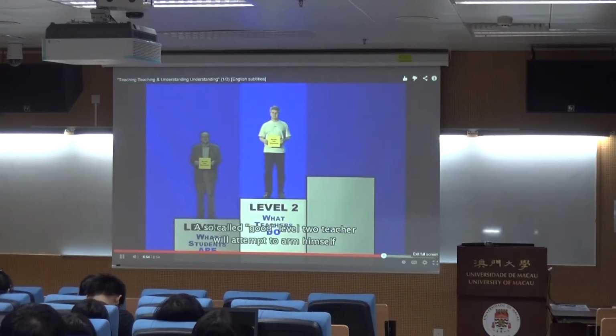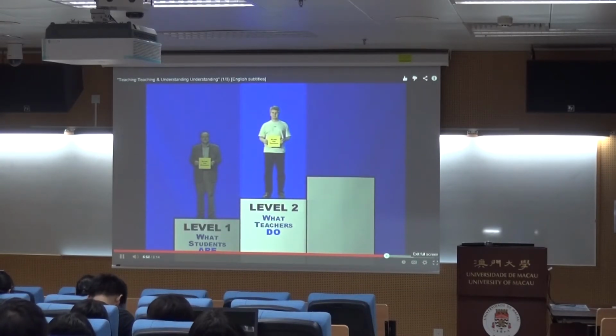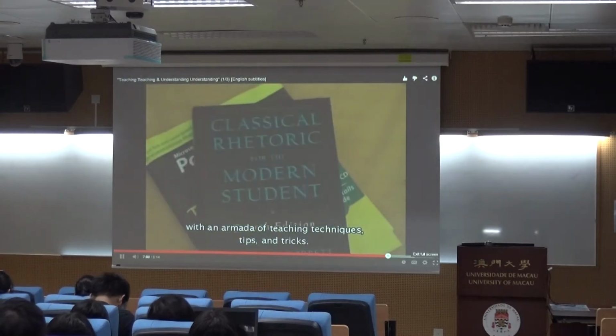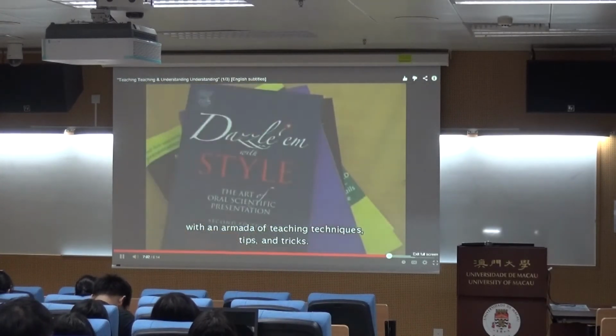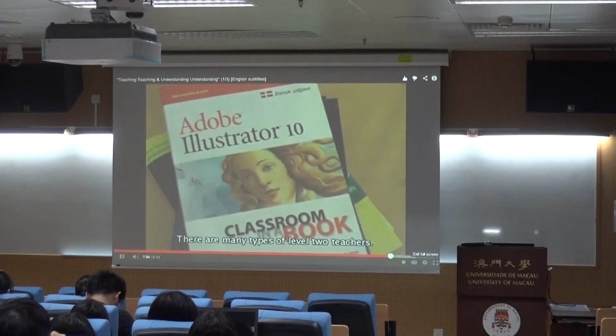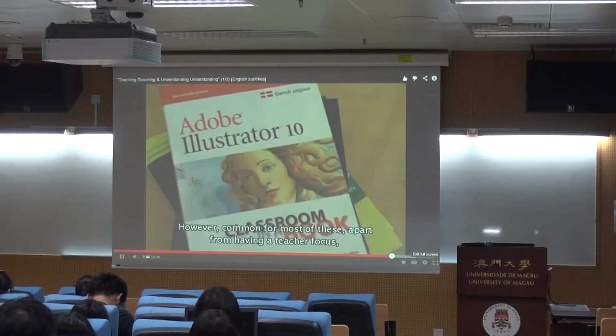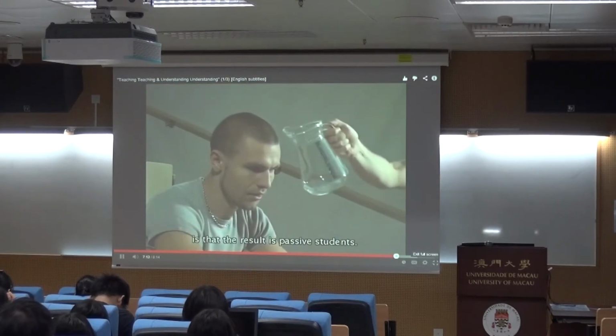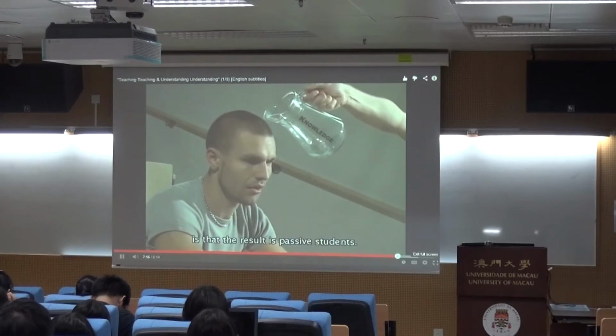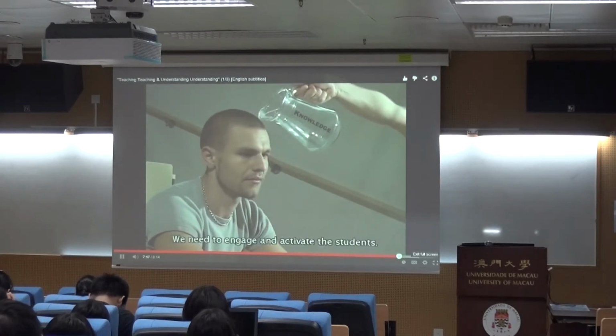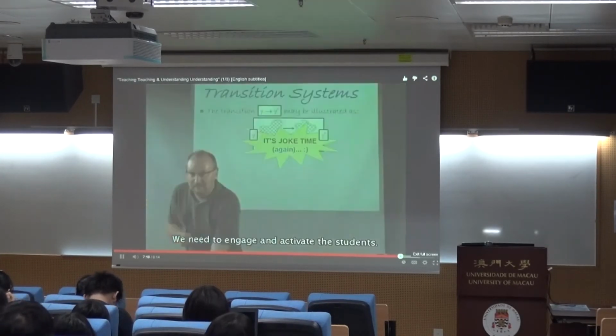A so-called good level 2 teacher will attempt to arm himself with an armada of teaching techniques, tips, and tricks. There are many types of level 2 teachers. However, common for most of these, apart from having a teacher focus, is that the result is passive students. We need to engage and activate the student.